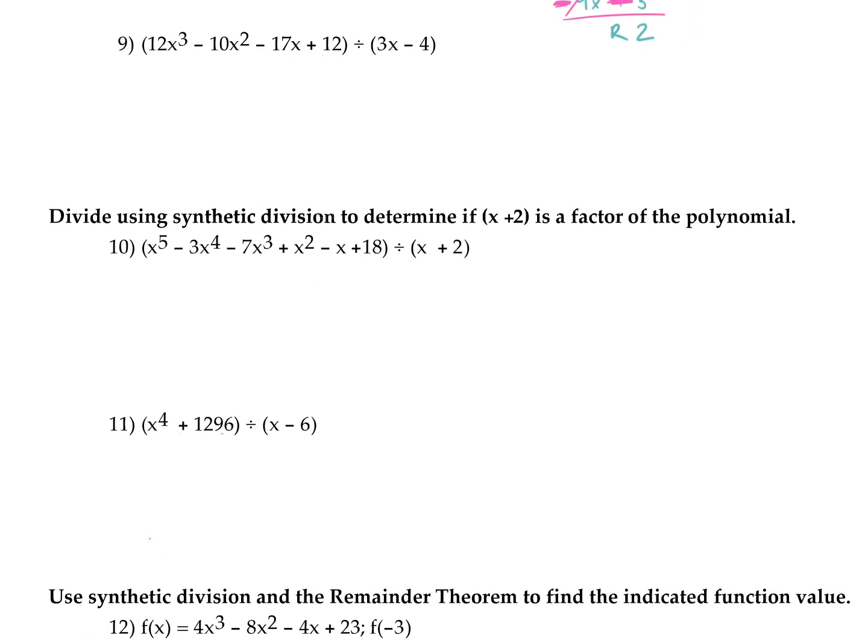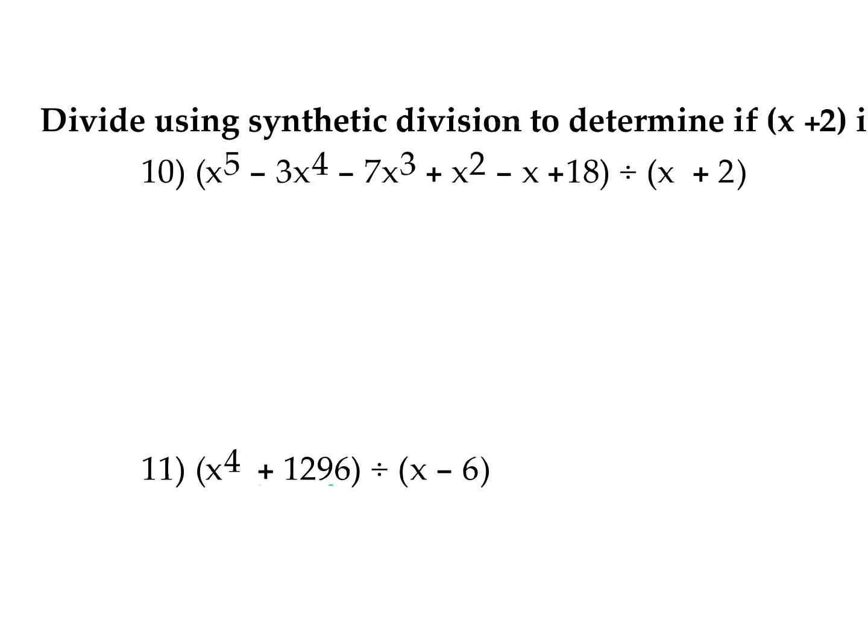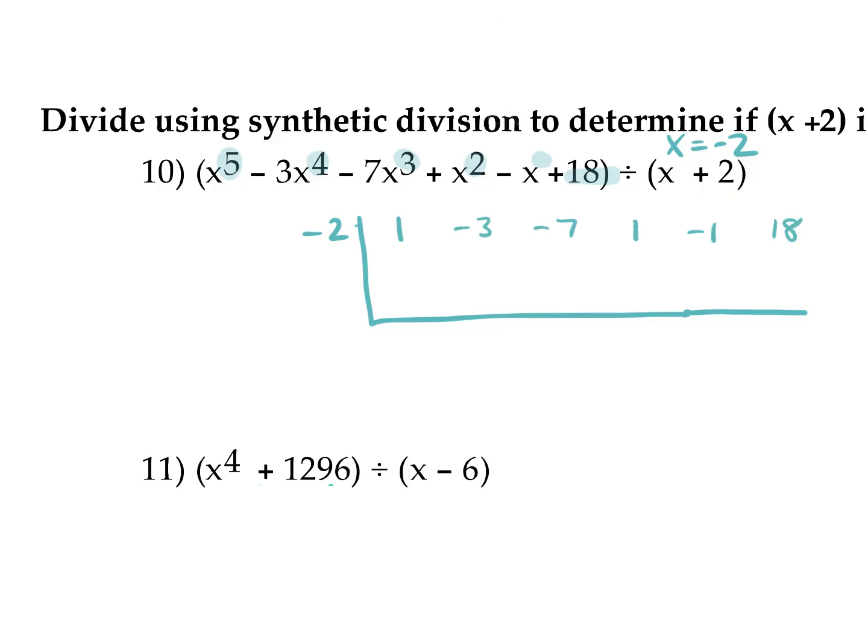Let's do number 10. It says divide using synthetic division to determine if x plus 2 is a factor of the polynomial. So for number 10, what's going to go outside of our box? Negative 2. X would equal negative 2. Inside the box, we want to put all of our coefficients. Let's make sure we're not missing anything. I have x to the 5th power, 4th power, 3rd power, 2nd power, 1st power, and our constant. So we're good to go. So in my box, I'm going to put my coefficients 1, negative 3, negative 7, 1, negative 1, and 18.